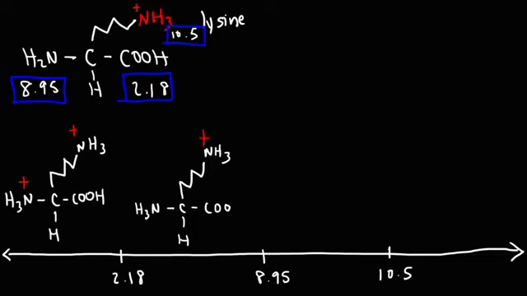Each nitrogen atom will still have a positive charge, but now the carboxylic acid functional group is deprotonated, so it carries a negative charge. We have a carboxylate group now. Once we go past a pH of 8.95, the nitrogen group here will lose a proton. So instead of being H3N, it's going to be H2N. And so we have this structure.